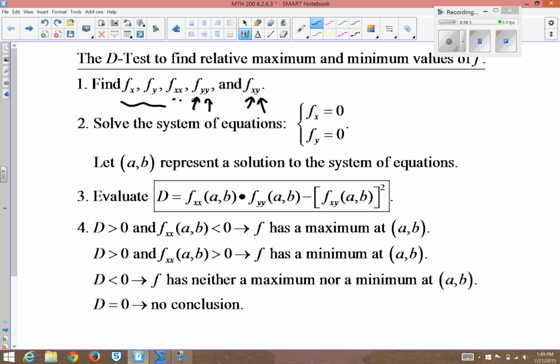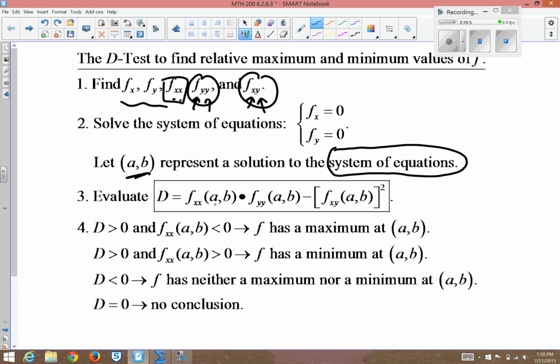Then we set the first 2 equal to 0. The first 2 in this list, we set them both equal to 0 and solve the system of equations. That's an algebra problem. A comma B will be the solution to the system of equations. Then we calculate this value. It's called D. We take the third thing in this list up here, evaluate it at AB, times the fourth thing in this list, evaluated at AB, minus this last thing, evaluated at AB squared.